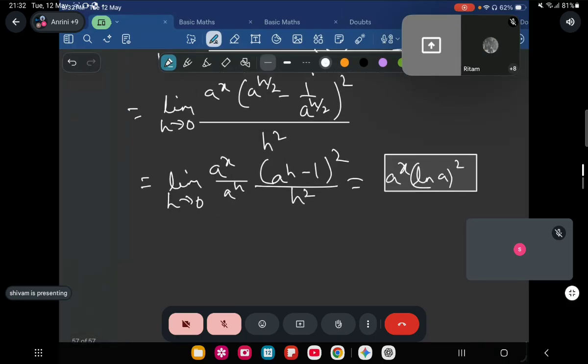Next, our next form is very, very important. If you see PYQs, you'll find a lot of questions on this form. That is 1 to the power infinity indeterminate form.